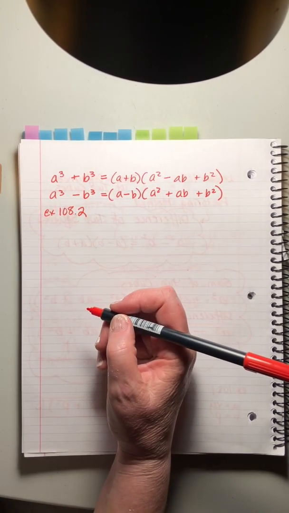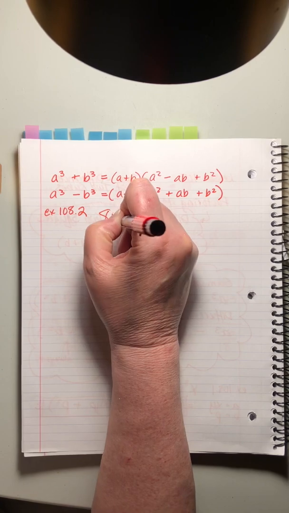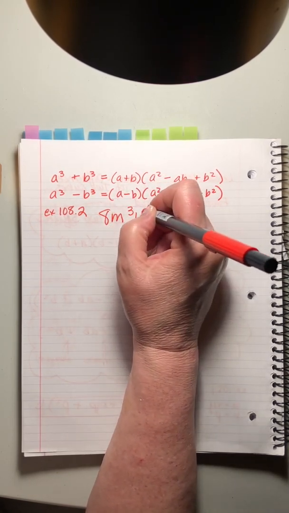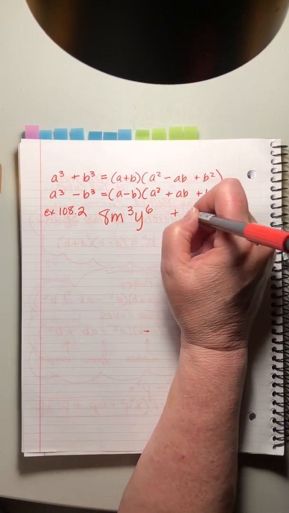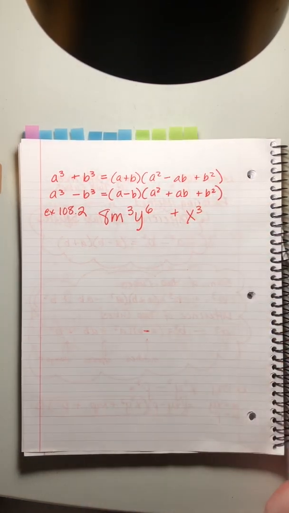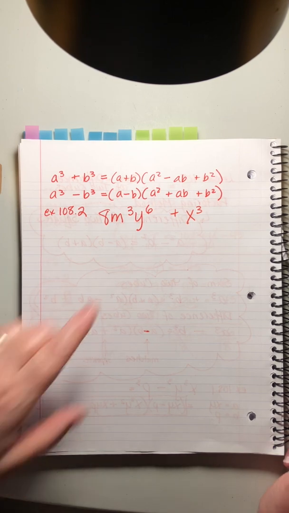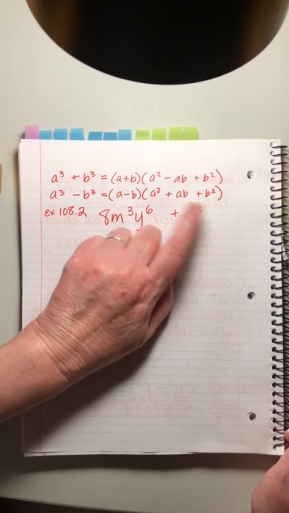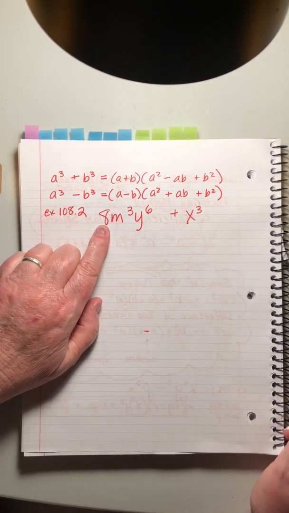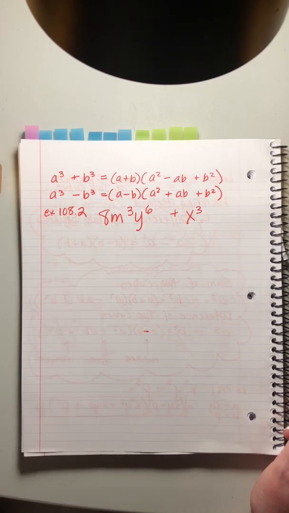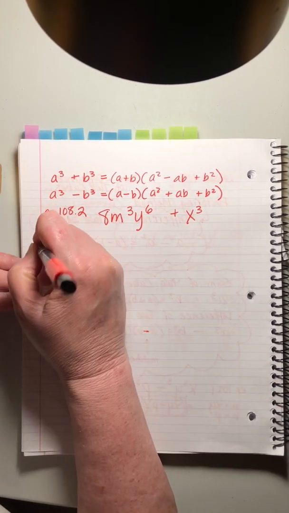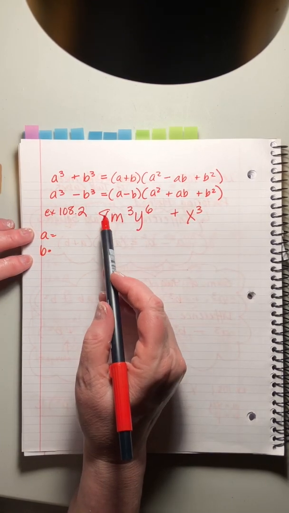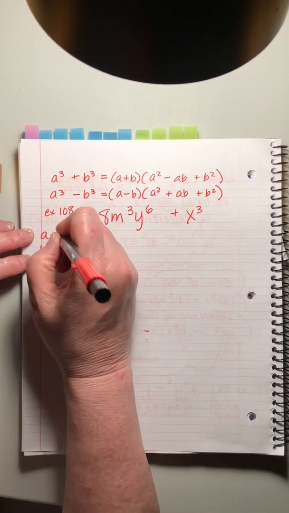Okay, ready? Factor 8m to the 3rd y to the 6th plus x to the 3rd. Okay, so here are our clues. That's a power, that's a multiple of 3, that's a multiple of 3, that's a multiple of 3, and 8 equals 2 cubed, right? So let's see if we can figure out our A and our B, if these are the cubes. For the first one, the cube root of 8 is 2.